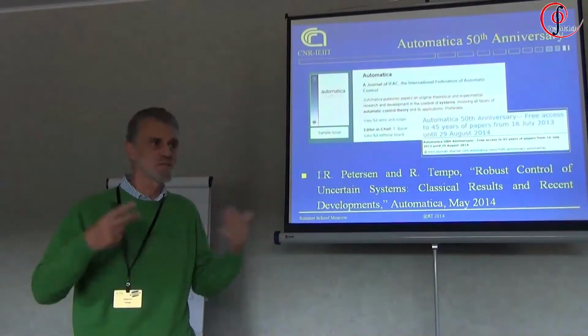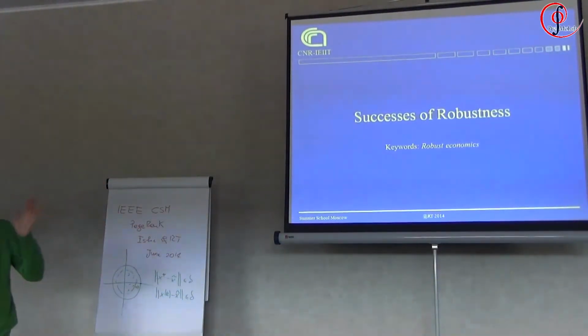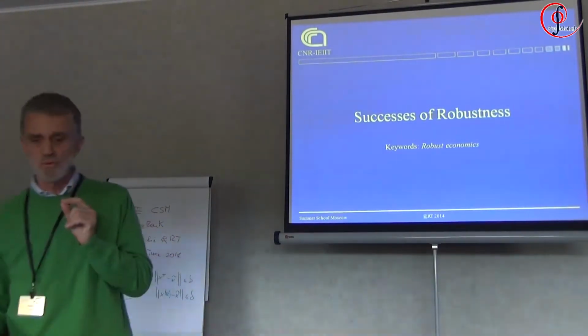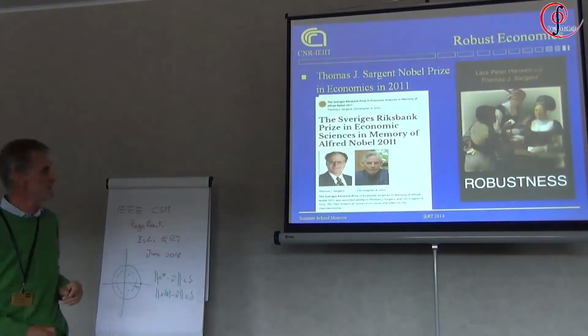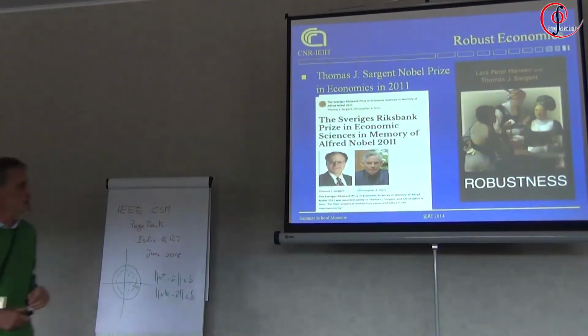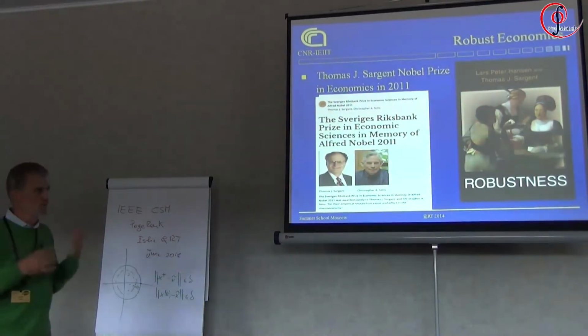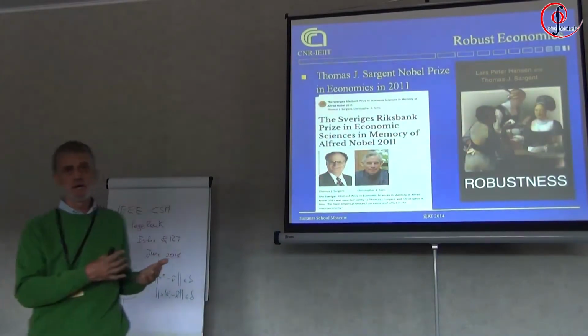What is the future of robustness? What are the successes of robustness? There are many successes in robustness, but I want to mention in particular one related to robust economics. There is a book titled Robustness by Lars Peter Hansen and Thomas Sargent. And what is remarkable, if you look at the book, it's robustness in the sense that we have in mind. In my opinion, it is clear that Hansen and Sargent were inspired by our community, in particular thinking about two individuals: John Doyle, from the point of view of uncertainty, robustness, and so on, and Tamer Basar on the game theory.